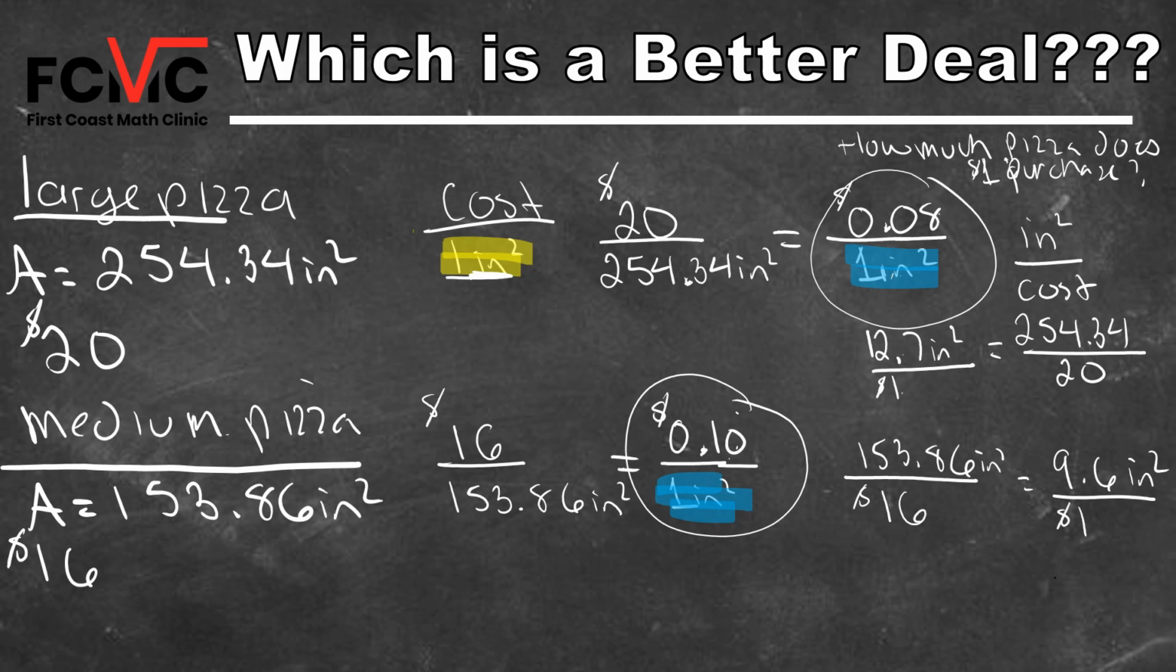So even when we change the question, say how much pizza does $1 purchase? Our large pizza, $1 is getting us more pizza. $1 is getting us 12.7 inches squared for our large pizza compared to 9.6 inches squared for our medium pizza. All right, now we can just stop here, but let's take this a step further. Let's look at some different scenarios with this problem.